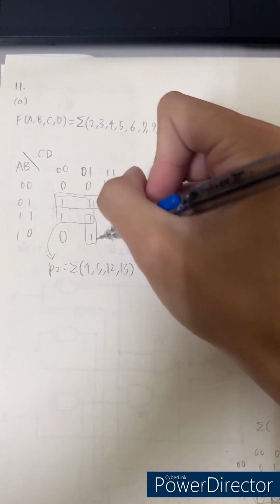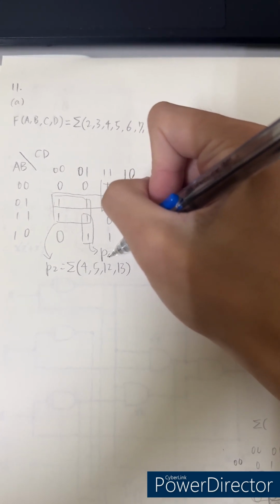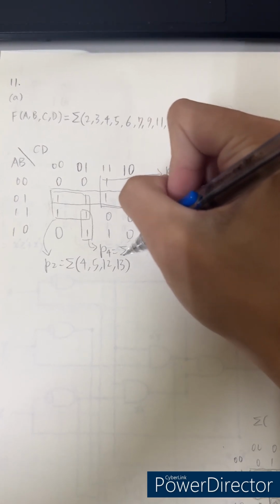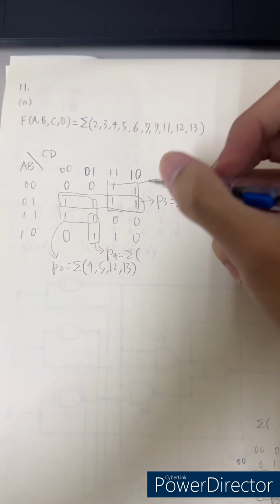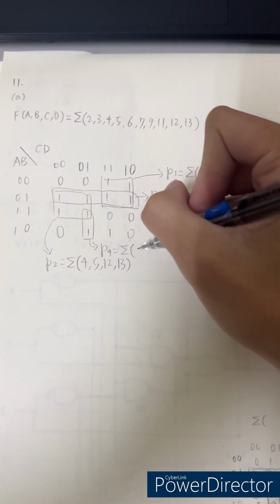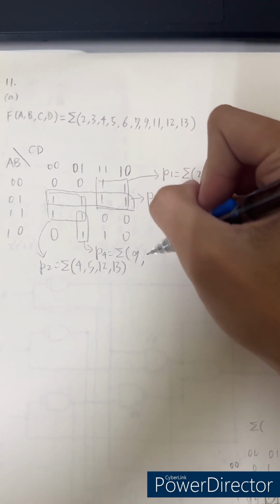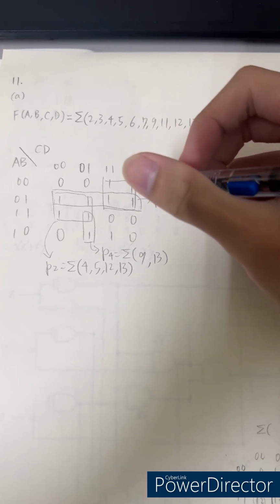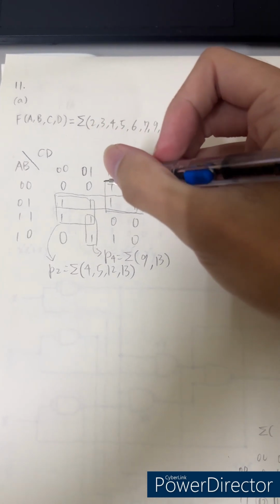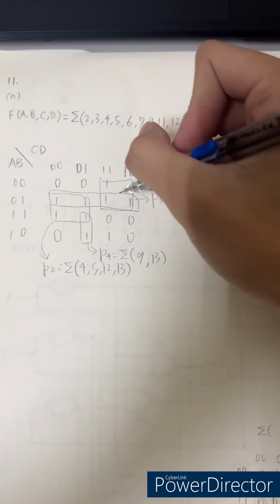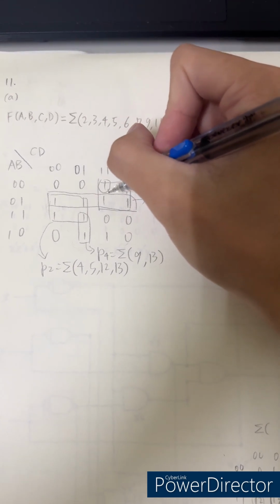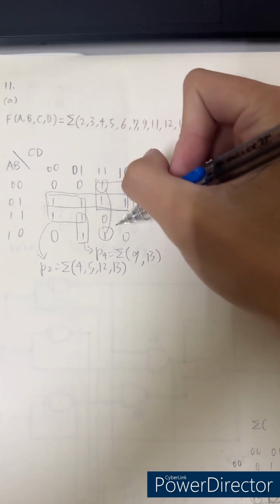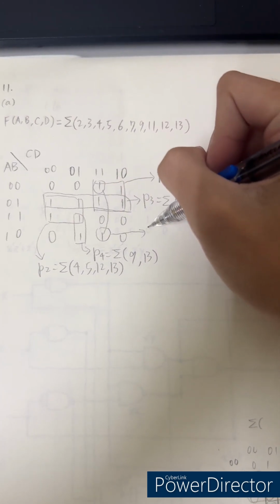And P4. It's minterms 9 and 13. And also, here is one, and let's call it P5.